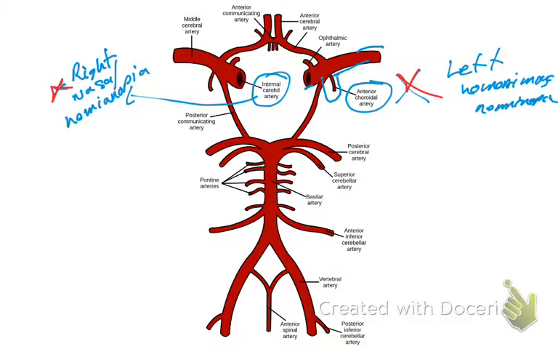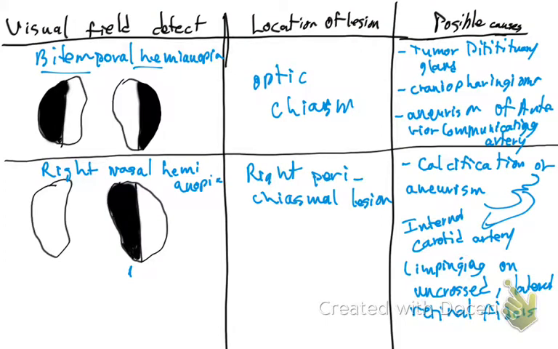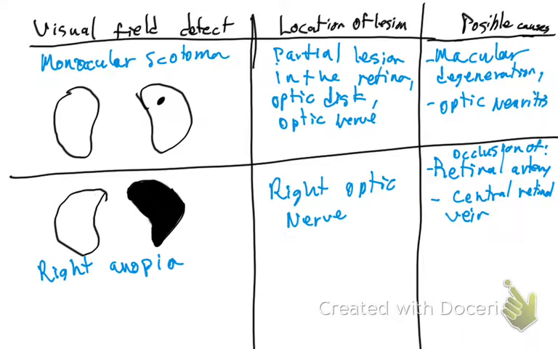The other that we saw was the right anopia. Let's just see anatomically. So the right anopia is this one here. Yeah, this is the right anopia. So when the lesion is in the right optic nerve, the cause is the central retinal artery or central retinal vein.